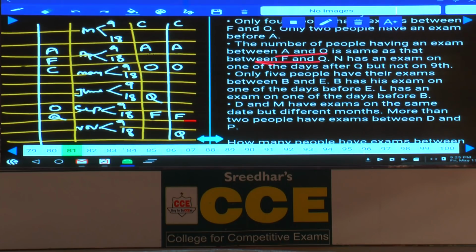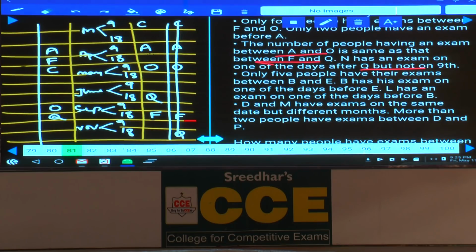N has an exam on one of the days after Q, and this case is not possible. And N has an exam after Q, but not on 9th. N is after Q, but not on 9th. Hence, in this case, N must be on November 18, isn't it? Now, in the second case also, N must be on November 19.